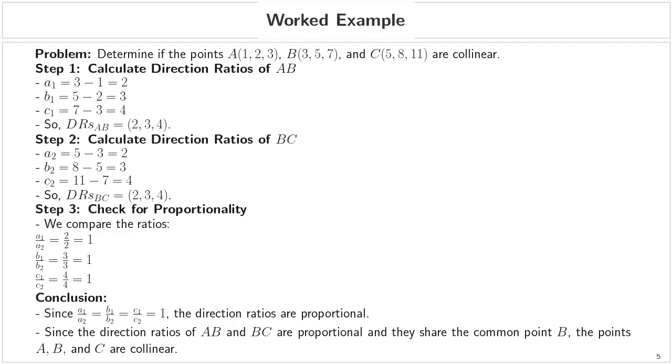To reach our conclusion, we can state that since the ratios a1 over a2, b1 over b2, and c1 over c2 all equal 1, the direction ratios are proportional. Because these segments are proportional and they share the common point B, we can confidently conclude that the points A, B, and C are indeed collinear.